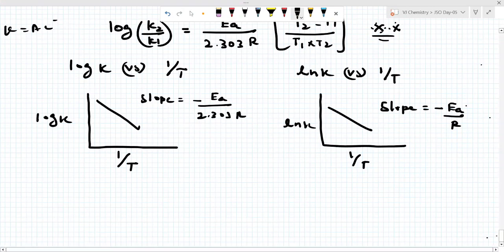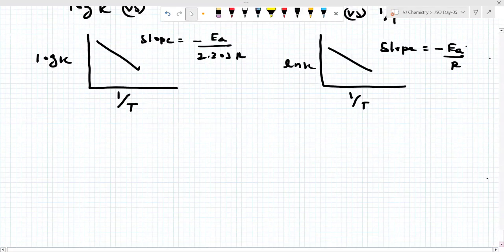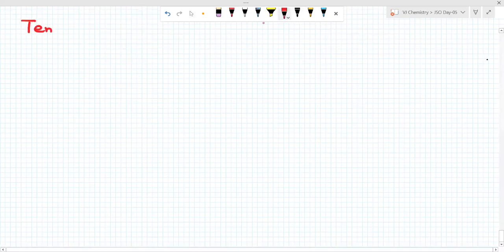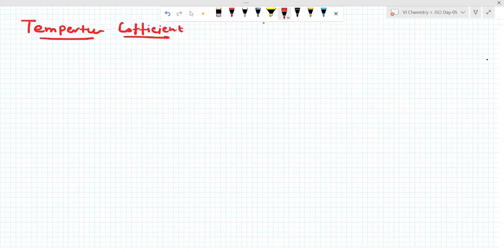Next is the temperature coefficient, a very important answer. Listen, for example, for a reaction T1 is 25 degrees. Now I increase the temperature, and T2 is 35 degrees. I have increased it by 10 degrees. For every 10 degrees, that is 10 Kelvin, rise in temperature, the rate of reaction can double or triple. That is the temperature coefficient. The rate can double or triple, somewhere between 2 and 3.